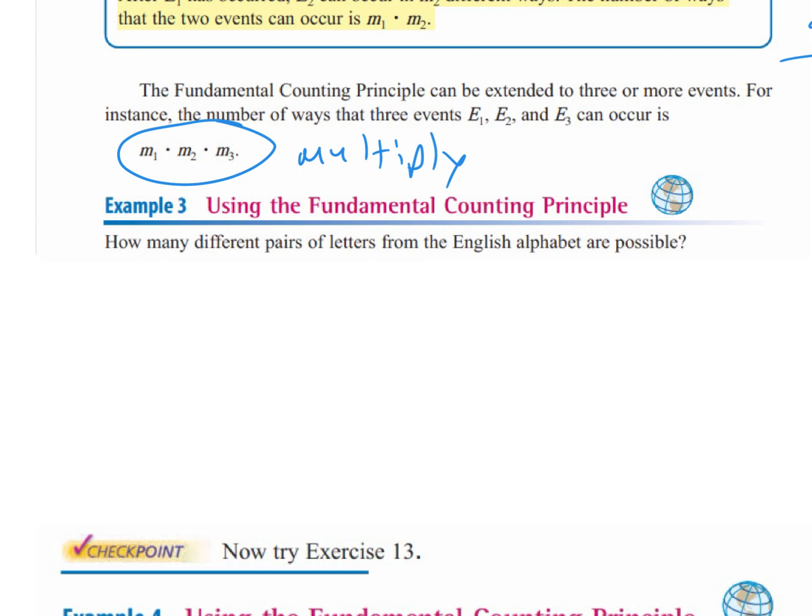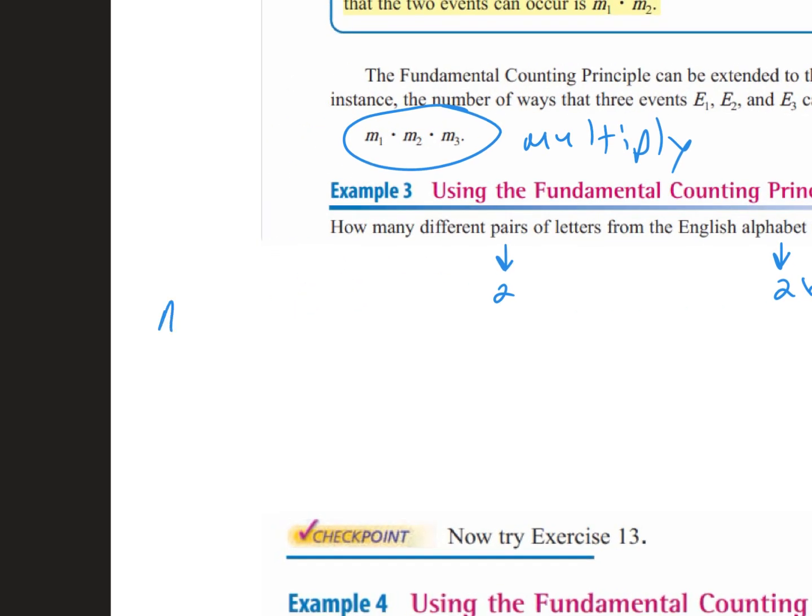All right, different pairs. First of all, how many is in a pair? There's 2, right? And how many letters are in the alphabet? 26, okay. Good. It's not just 26 times 2. Because think about it. How many different? Well, you could have A with A, right? You could have A with B. You could have A with C. You could have A with D, right? And go on and on and on and on, right?